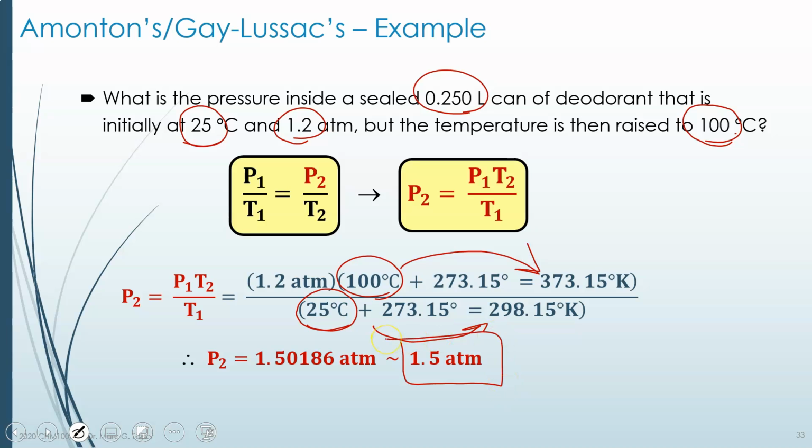Now let's ask ourselves, does that make sense? Well, we're starting from a low temperature and a pressure of 1.2 atmospheres, and we're going to a high temperature. Think about this. If you're increasing the temperature and you're not letting it expand because it's in a can, the pressure is going to go up. In fact, it goes up from 1.2 to 1.5 atmospheres of pressure.